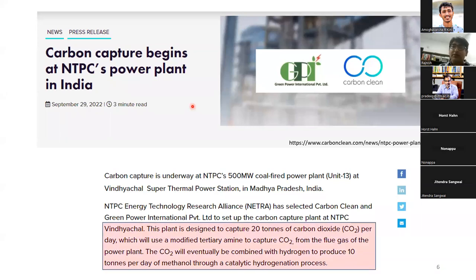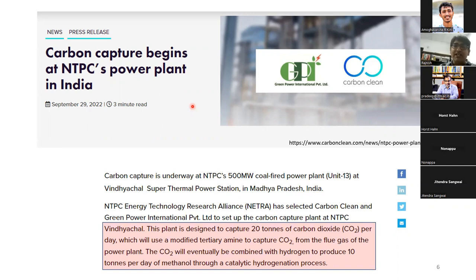Now, if you look into this power plant, this is a demonstration unit to capture CO2 coming out from this power plant. And the unit is to demonstrate 20 tons of CO2 capture per day. So they are trying to capture 20 tons of CO2 coming out from that plant per day. That plant alone may produce tons of CO2, maybe million tons of CO2 per day. But the demo unit is to just capture 20 tons of CO2 per day.